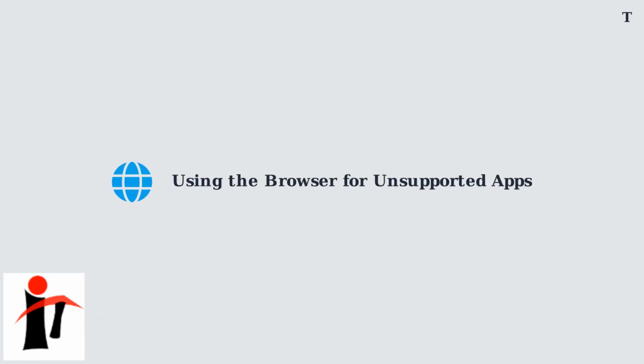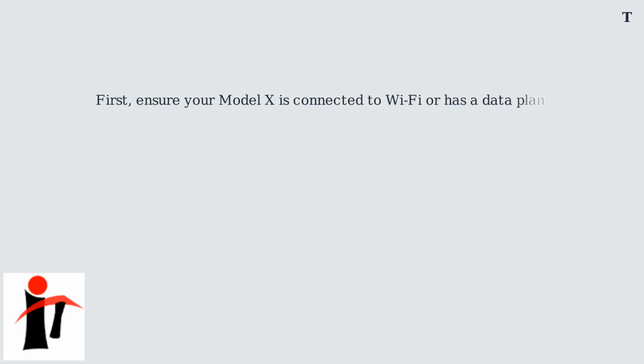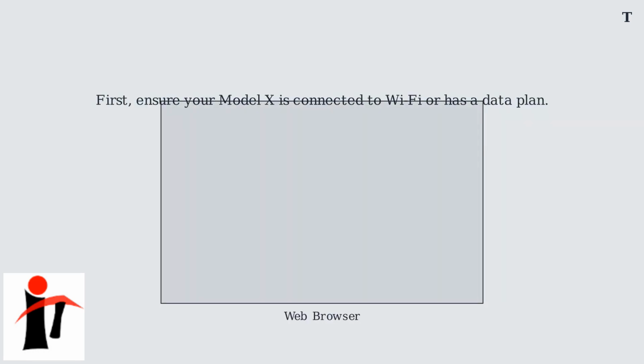For apps not available in the Tesla App Store, you can use the built-in web browser to access unsupported services. This provides an alternative way to enjoy entertainment options like YouTube and Twitch directly on your Model X touchscreen. Start by opening the web browser on your Model X touchscreen. Make sure you have a stable internet connection to avoid interruptions during streaming.